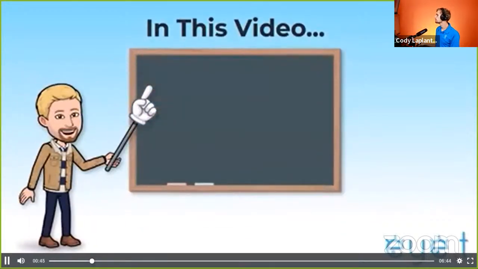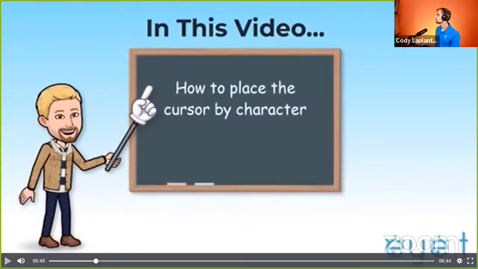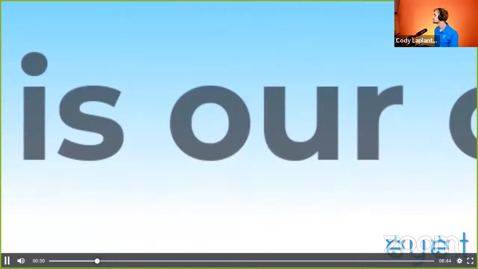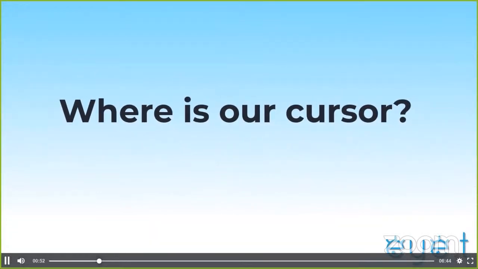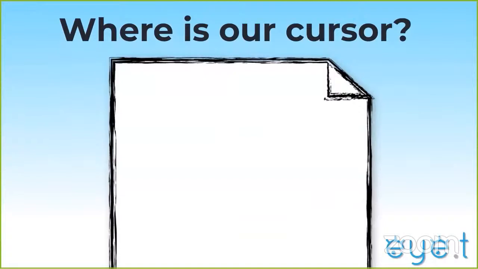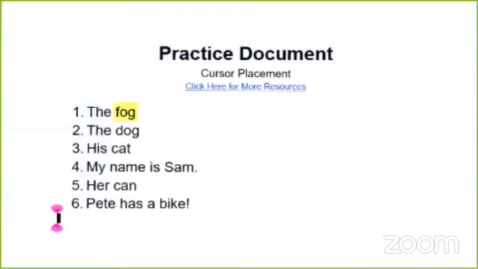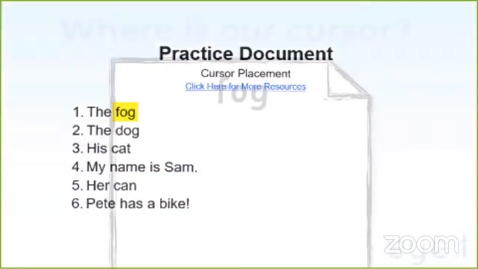In this video, I'll be showing you how to place your cursor when you're reading character by character. Same concept, right? But first, let's talk a little bit about where our cursor is on the document. To sighted users, the cursor is a vertical blinking line that sits between two characters on our document. Let's use an example here. Let's start by thinking about the first word on our practice document, fog, F-O-G.